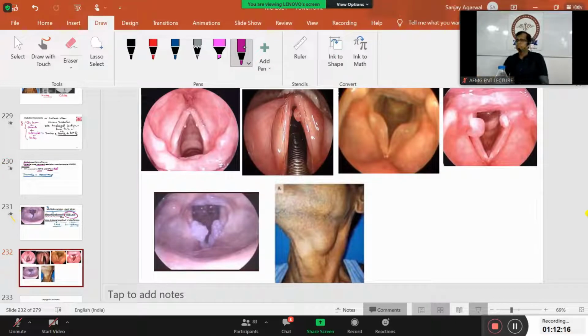What is the first image? First image: vocal cord nodule. Second image: polyp. Third image: Reinke's edema. Fourth image: intubation granuloma.